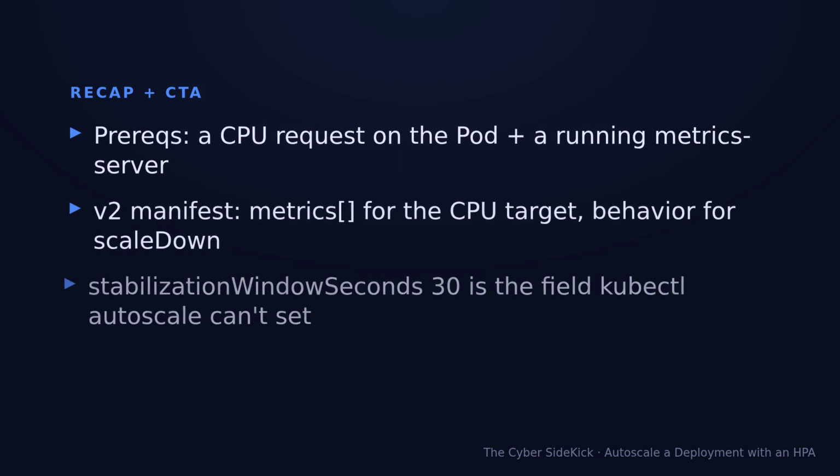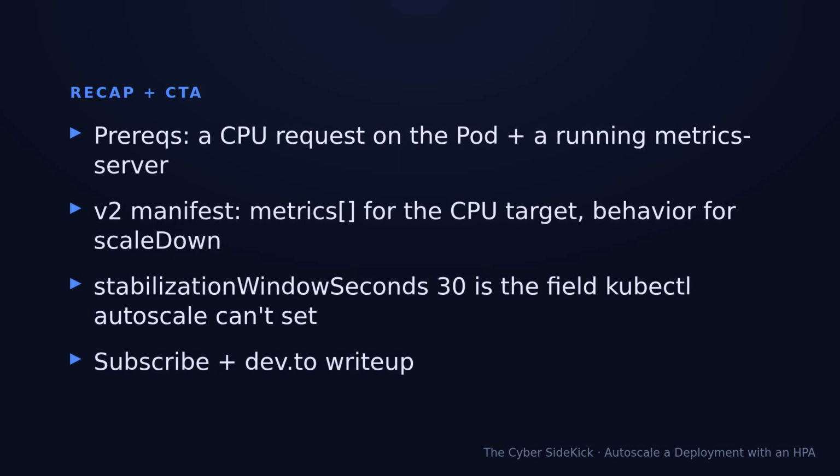To recap, a CPU request and metrics server are the prerequisites. kubectl autoscale gets you most of the way, and the scaleDown stabilization window forces an autoscaling/v2 manifest with the target in metrics and behavior alongside. Verify each field after applying.